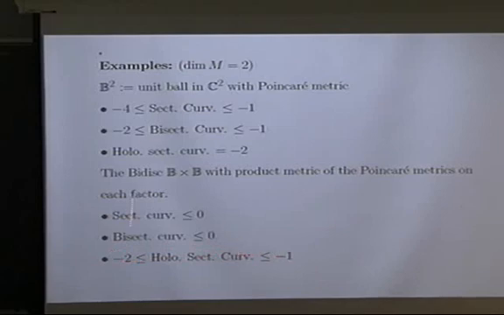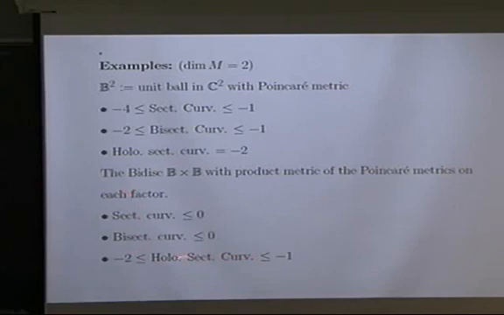So we have these two very simple types of examples, where for one, all the curvatures are strictly negative, but for the other, in general, you just get semi-negative curvature for bisectional and sectional curvature. Although in this case, holomorphic sectional curvature is still negative. So in a sense, negative holomorphic sectional curvature is not a very strong condition, as seen in this example.